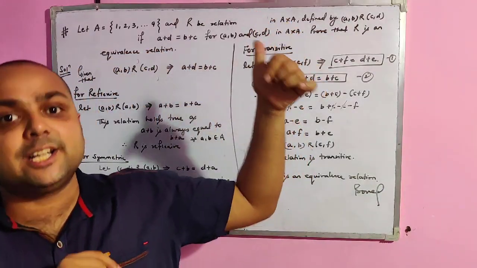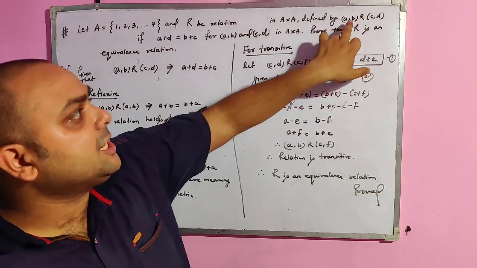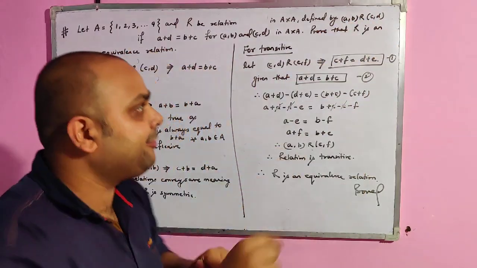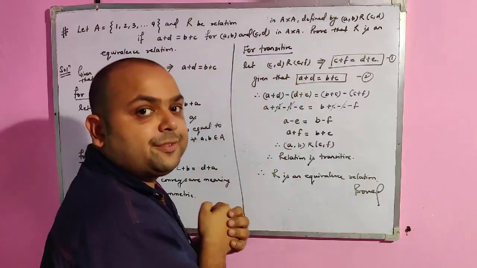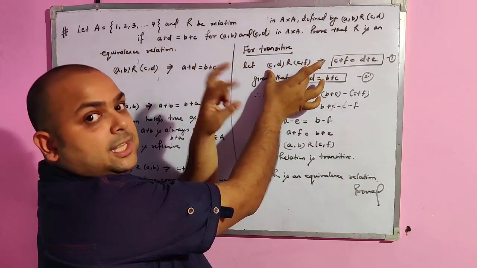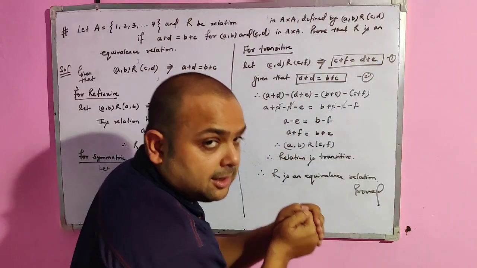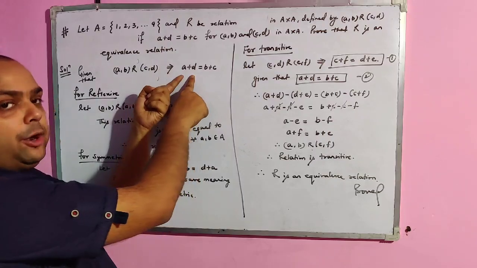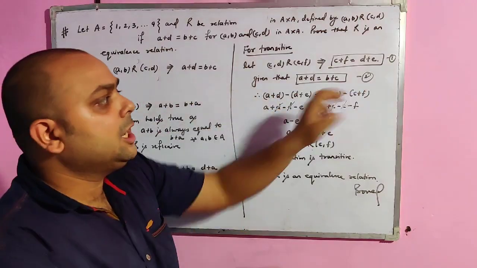Third one, for transitive, what I am going to take: the relation is given between AB and CD. I will take the relation between CD and EF. CD related to EF such that C plus F, the first and the last, and the middle two, D plus E. Let this be the first equation. Given equation, we already have A plus D equal to B plus C.